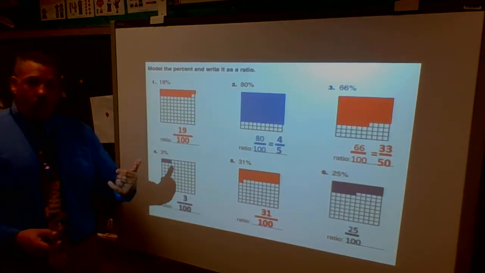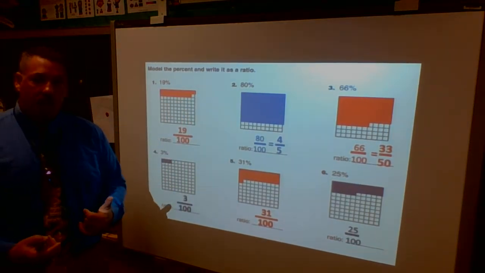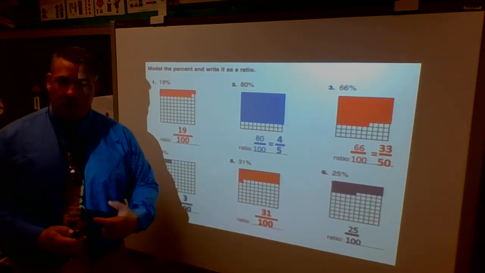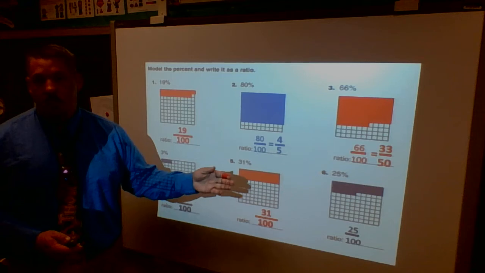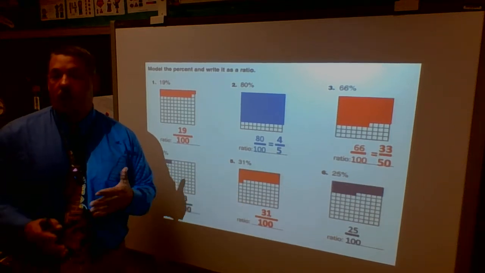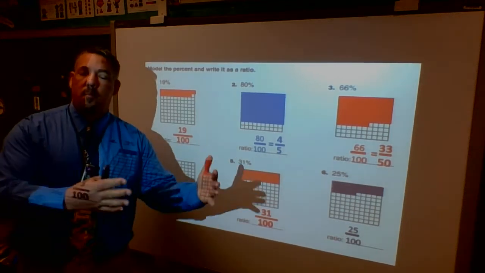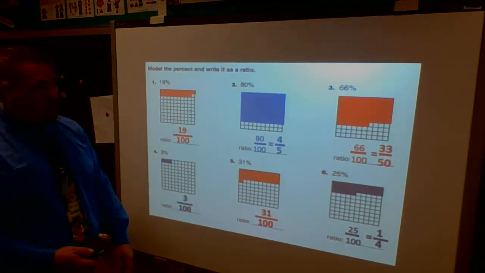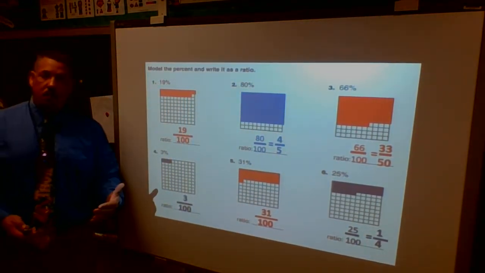Once I do that though, hopefully I look at it and I'm thinking money because I have quarters and I have a dollar bill. And I know that there are 4 quarters for every dollar. I know that can be reduced by 25s. Or if you reduce it by 5s, then you just have to reduce it by 5 again. But I would get 1/4 as my reduced fraction. That part should be pretty easy.